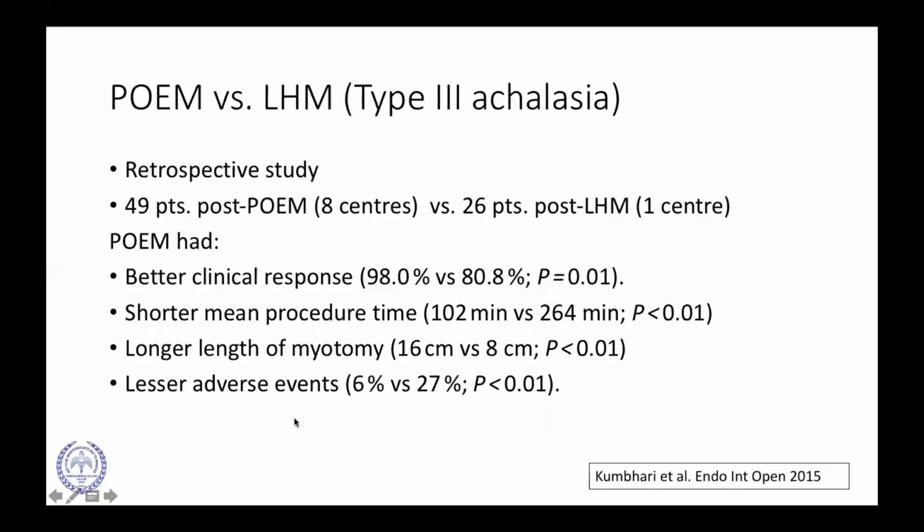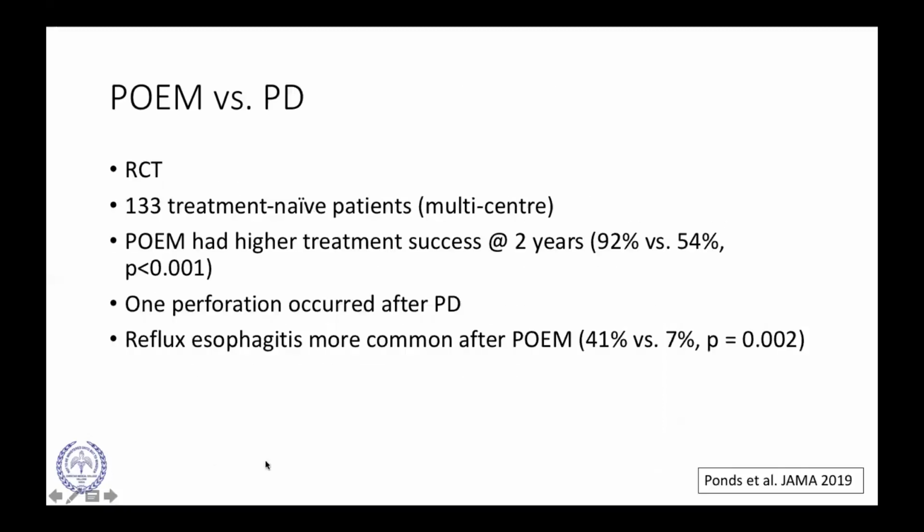In type 3 achalasia, on comparing POEM versus lap-Heller's myotomy, a retrospective study showed that POEM had a better clinical response, a shorter mean procedure time, and a longer length of myotomy with lesser adverse events. So it is considered to be the preferred form of treatment in type 3 achalasia.